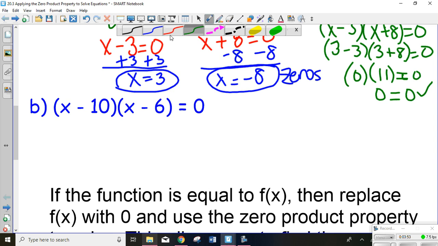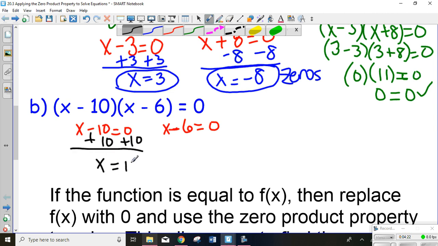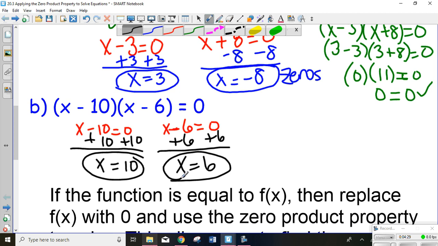Okay, so take a minute and try B. Pause the video, try B. So if I have x minus 10 times x minus 6 equals 0, hopefully in this case, you just took each one of these, x minus 10 equal to 0, x minus 6 equal to 0, and then we solve each of these. In the first one, I'm just going to add 10 to both sides, so I get x equals 10. Here, I'm just adding 6 to both sides, and I get x equals 6. There's my answers.